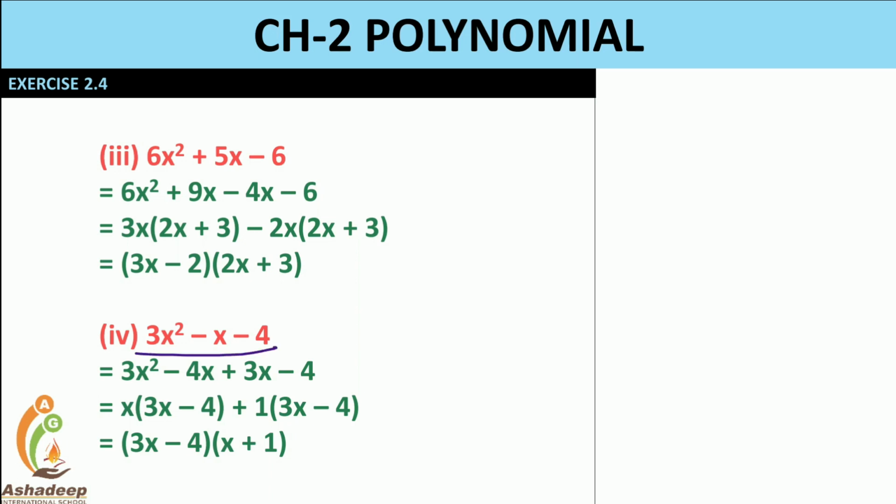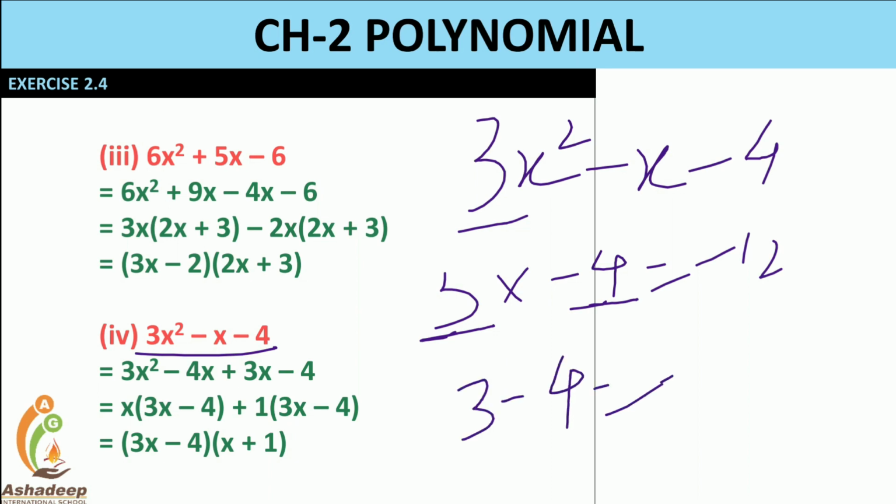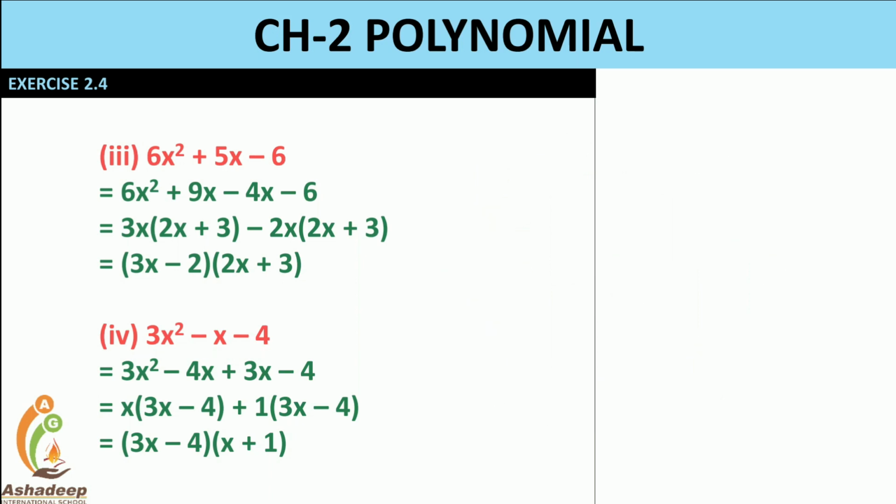Now in this sum, see, 3x square minus x minus 4. A is 3 and c is minus 4, so the product is minus 12. Right, so here it is simple. 3 minus 4 is equal to minus 1. If you put x with it, the answer is minus x. So minus 4x plus 3x.